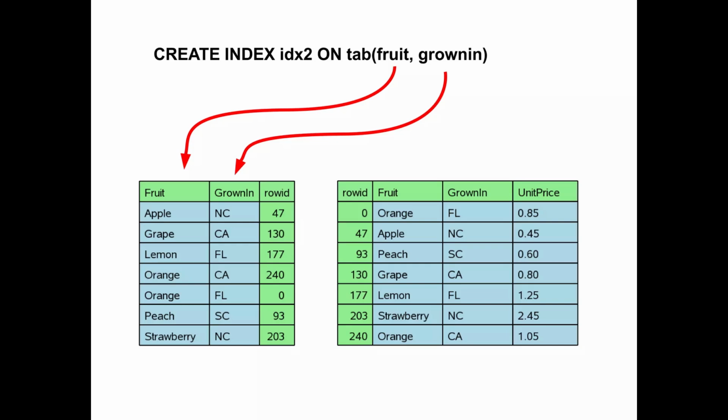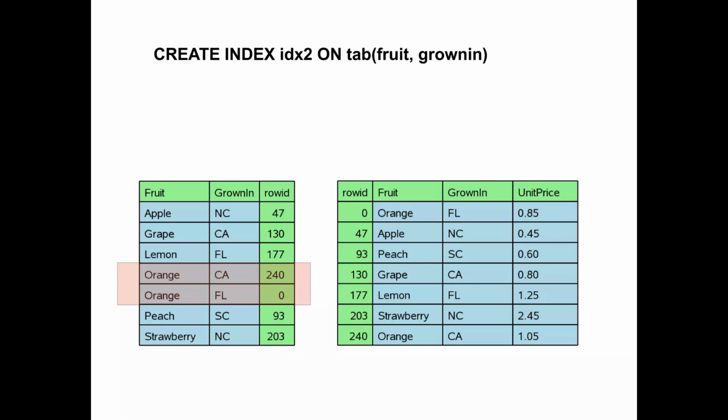So here's index, this should say index 3, that's an error on the slide. We've got 2 columns on the index now, and the way this works is it creates an index with the 2 columns you've named, in the order you've named them. We sort primarily by the first column, and then in the case of a tie, we use the second column to sort. In this sample set, the only case where we have a tie is on oranges, and there we see that California comes first.